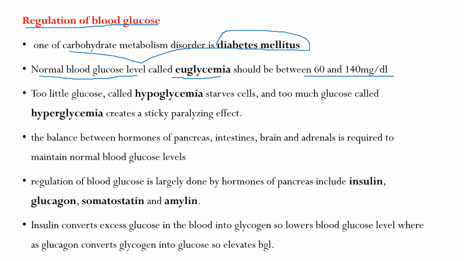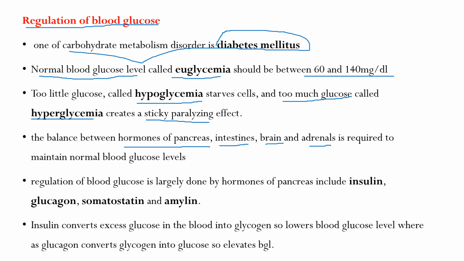Too little glucose means hypoglycemia. In this condition, cells are starved of glucose, and too much glucose is known as hyperglycemia. This creates a sticky paralyzing effect. However, our body balances this blood glucose level in a number of ways. The balancing between hormones of the pancreas, intestine, brain, and adrenals is required to maintain normal blood glucose level.